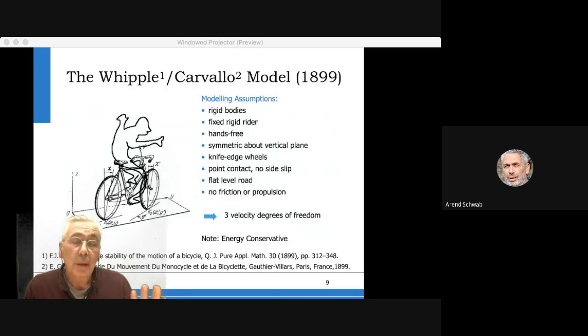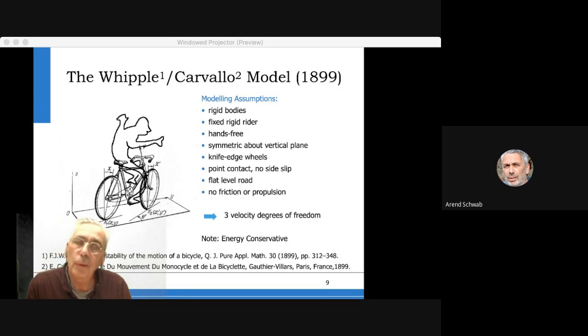Well, at that time, around 1890, scientists also started to wonder, of course, about this stability. And both in the UK, Whipple, and in France, Carvallo, worked on models. And in this period of Einstein, you say, we want a model as simple as possible, but not too simple. So we make a lot of assumptions to get down to the core of the problem. So we assume rigid bodies, everything fixed to the rider, no control, everything is symmetric, idealized contact. So we have point contact and no side slip, a level road, no frictional propulsion.